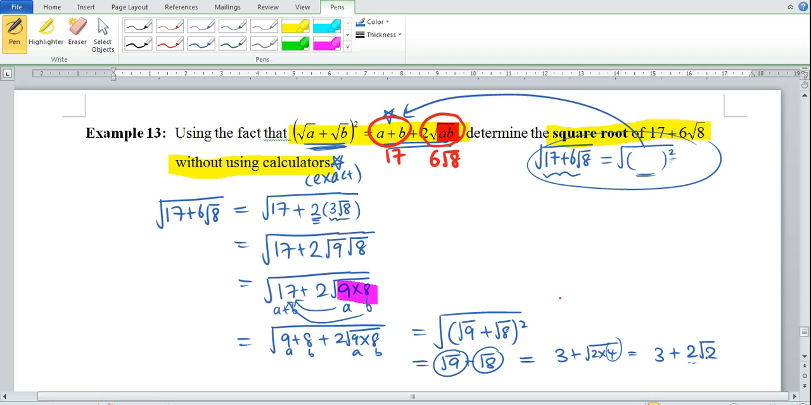Now, how can I check whether my answer is correct? Again, you can always use the calculator. Check: if you use the calculator, what is this number? Just tally with the calculator that it is the same as 3 plus 2 square root 2.